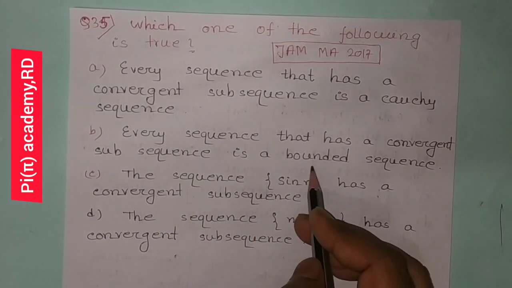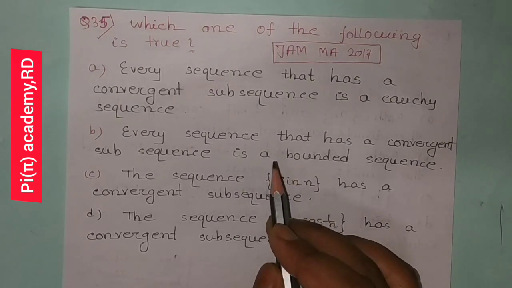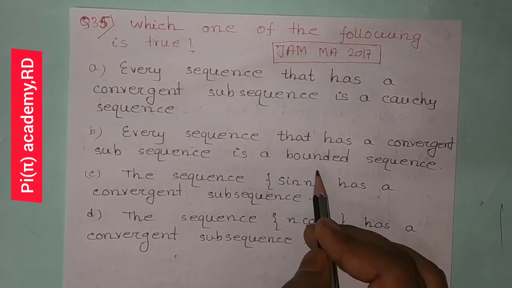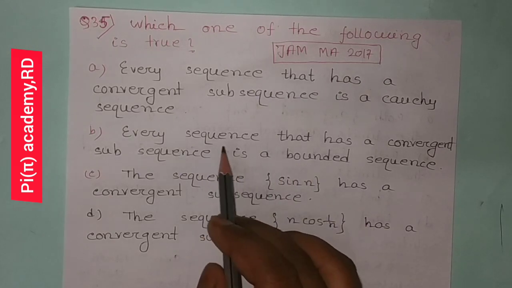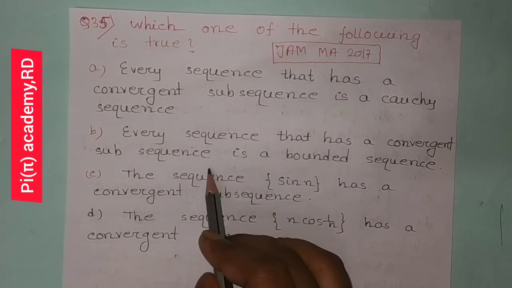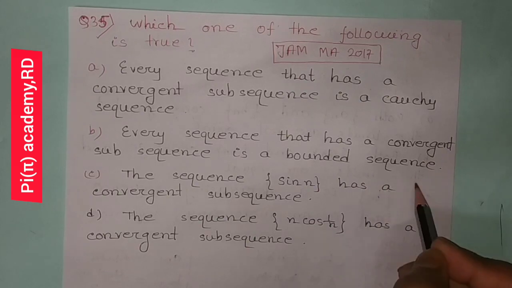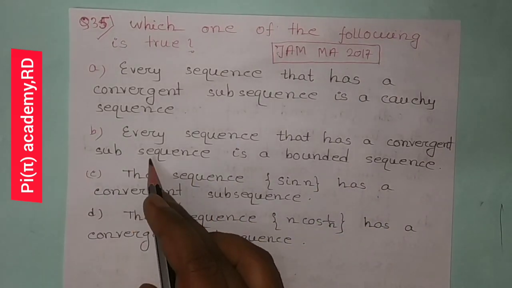Now option B, every sequence that has a convergent subsequence is a bounded sequence. It is also not true, because a convergent sequence is bounded, but if a sequence has a convergent subsequence, it may or may not be a bounded sequence. Therefore option B is also not true.